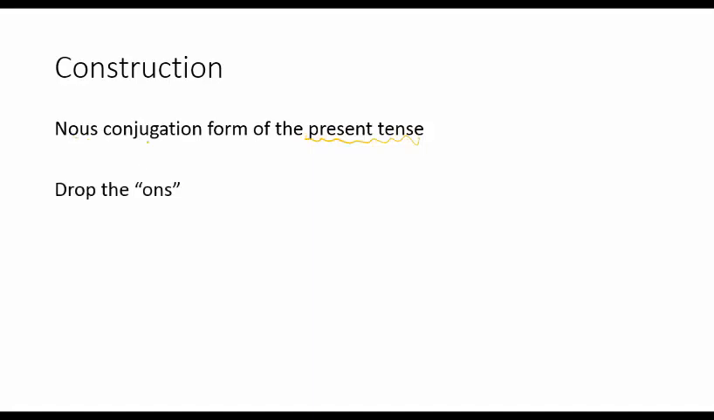So for construction, you want to take the present tense nous form so that you can get your stem. So this is where you have to remember the present tense form of all the verbs. So you take the nous conjugation, you drop the ONS, and then you will add the ending. So you get the stem of the imparfait, and then you can add the ending.